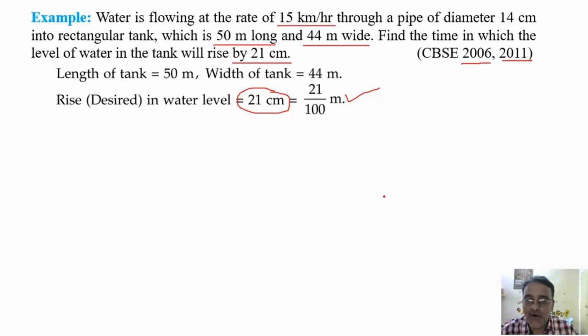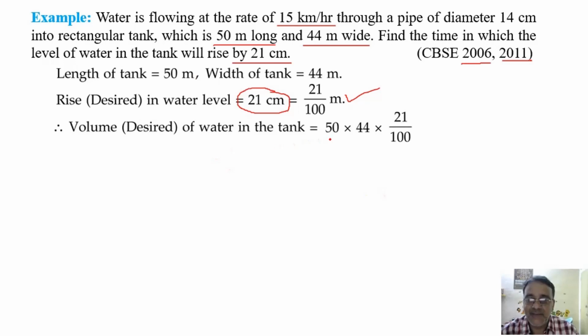Okay, so volume of water in the tank will be equal to L into B into H. So see carefully, 50 was divided by 100, we divided by 100. Now we'll get 22 here. So 22 into 21 will get 462 meter cube.